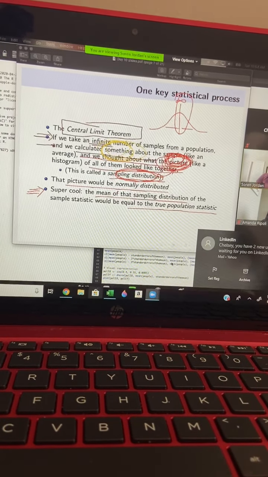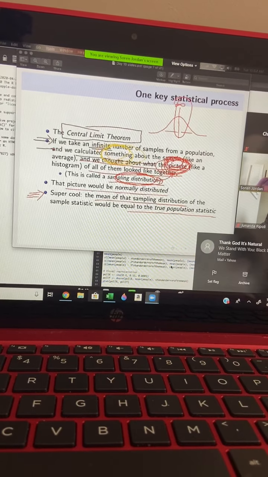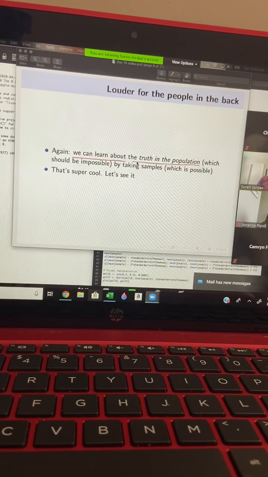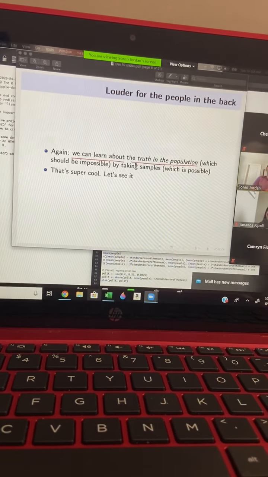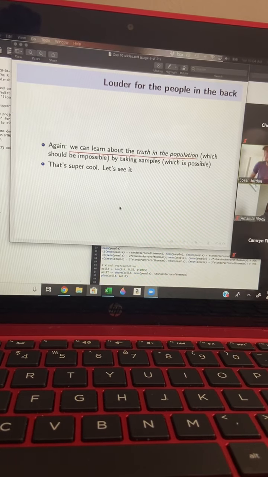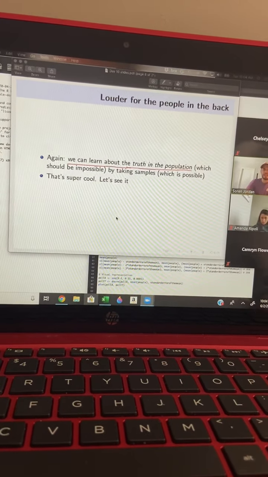And all I have to do to learn the truth is something that's possible. I can take lots of samples and I'll end up learning about it. Let's look and see what that actually looks like in action. So this is the central limit theorem CLT.R script that's currently on Canvas.